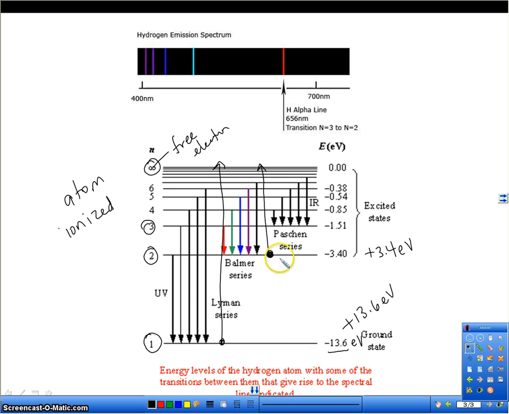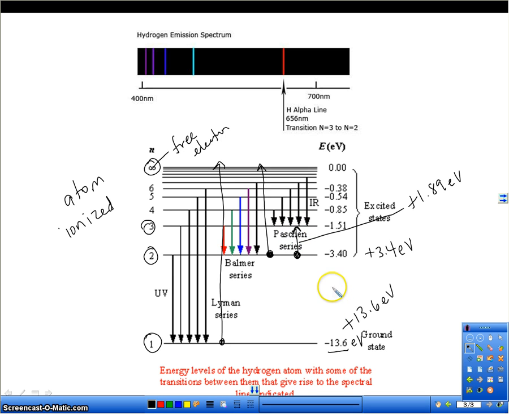Now if I only want to make this one jump up to the next level, I don't have to give it an entire 3.4, I just have to give it the difference between 3.4 and 1.51. If you do that in your calculator, the difference is 1.89. So for that atom, I'd have to add in 1.89 electron volts of energy, and that would cause that electron to jump up to the level right above it.